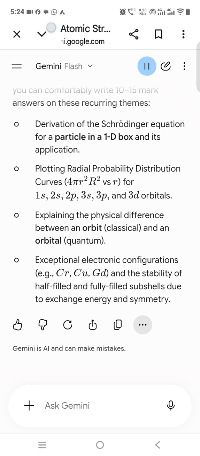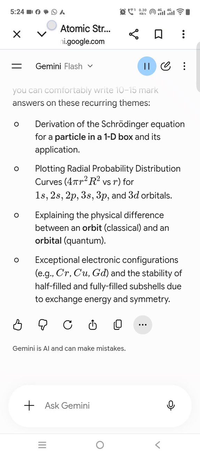Concept of nodes. Nodes are regions in space where the probability density of finding an electron is 0, ψ² = 0. Radial nodes, spherical nodes: n − l − 1. Angular nodes, nodal planes: l. Total nodes: (n − l − 1) + l = n − 1.